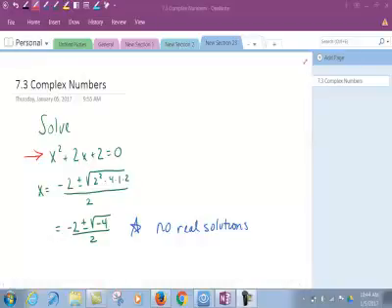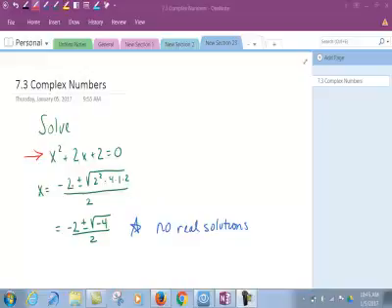All right, welcome back. It's section 7.3. We're going to talk about complex numbers. And so you'll recall last chapter you were asked often to solve quadratic equations. The first choice was always to factor, if it was possible, and then if it was not factorable, such as the one up on the screen, we went to the quadratic formula.